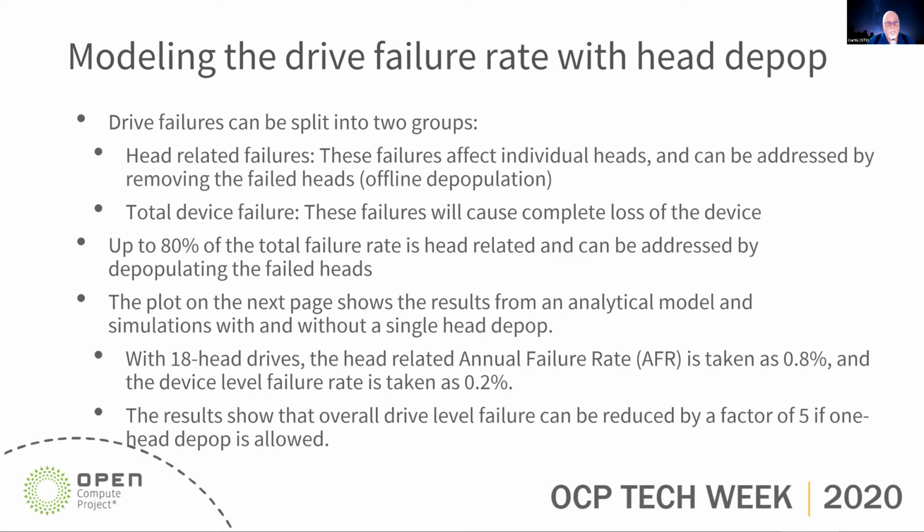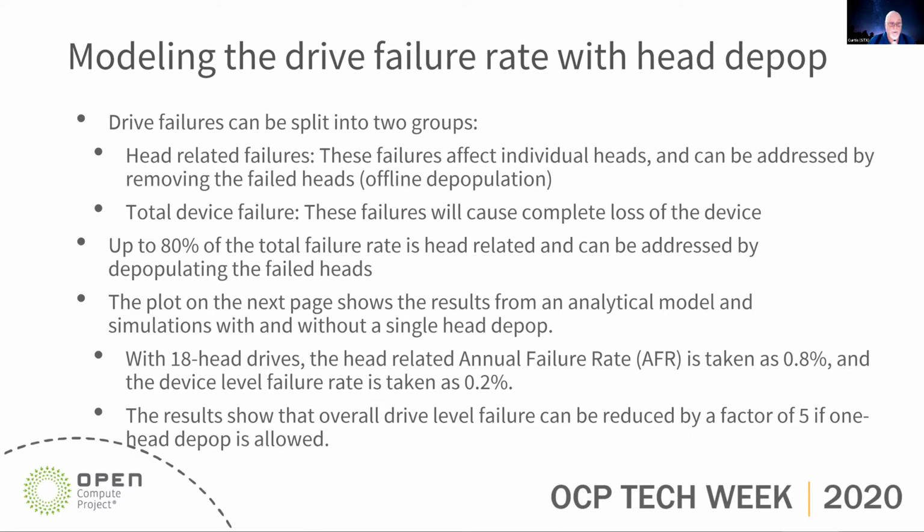So, modeling the drive failure rate with head depop. Drive failures can be split into two groups: head-related failures and total device failure. Head-related failures affect individual heads and can be addressed by removing the failed heads, which is offline depopulation in this case. Total device failure, of course, will cause complete loss of the device. So if you have, let's say, a head touchdown under the media, it might throw debris up into the device so that it is unable to be recovered.